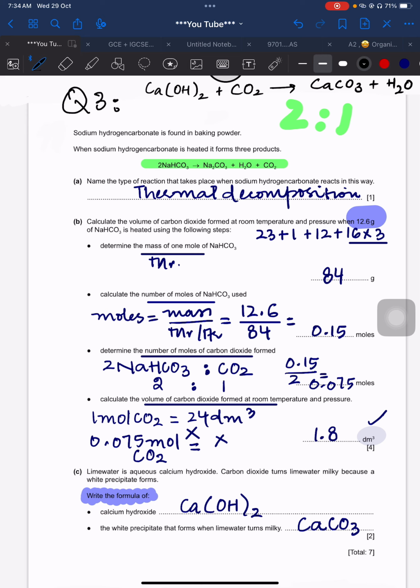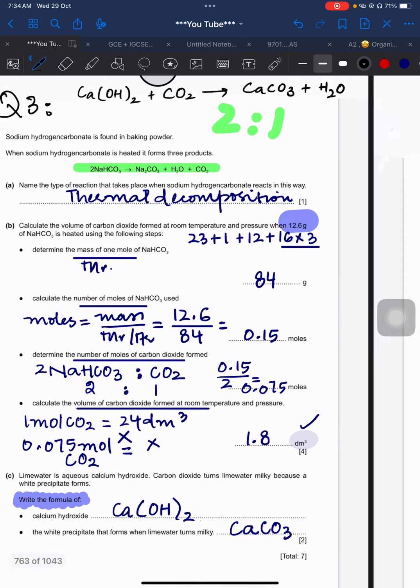So such a reaction is happening over here, and that is a test for the identification of carbon dioxide as well. Okay, right now I am on another question.